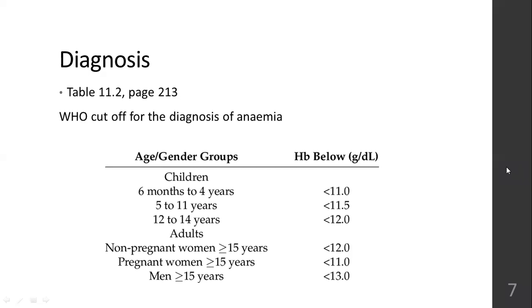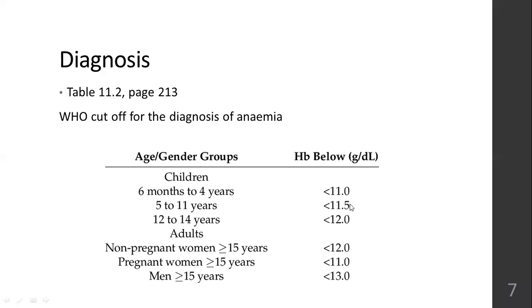The table that you see on screen is the WHO, World Health Organization, cutoff points for diagnosis of anemia. In children up to the age of 11, if the hemoglobin value is less than 11.5, we put them in the anemia category. In teenagers from 12, if they have hemoglobin below 12, it is called anemic.